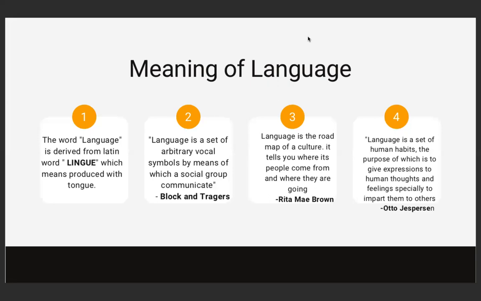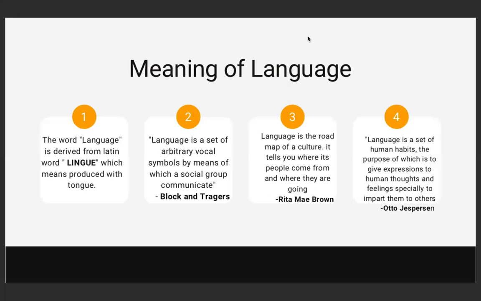The next point we have: language is a set of human habits, the purpose of which is to give expression to human thoughts and feelings, especially to impart them to others. This statement is given by Otto Jespersen.